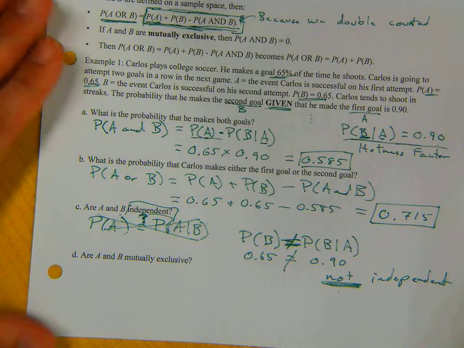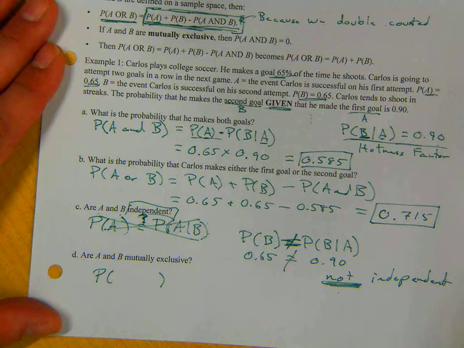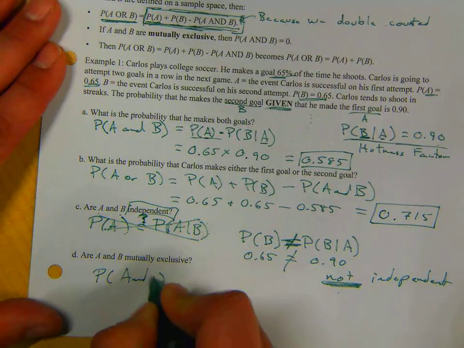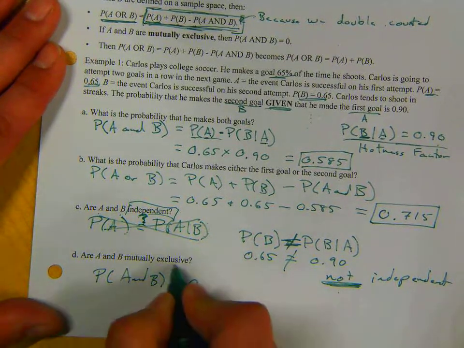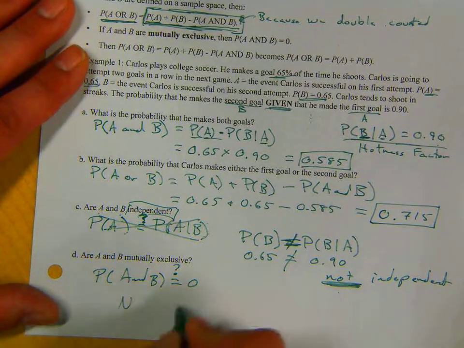All right, so are A and B mutually exclusive? What does that mean? For mutually exclusive, we have a formula. It's up above. The probability of A and B equals 0. Is that true? I'm asking a question here, so I'll put a little question mark. Are these two things equal? A and B was 58% of the time. It's not close to 0 at all. So these are not mutually exclusive.